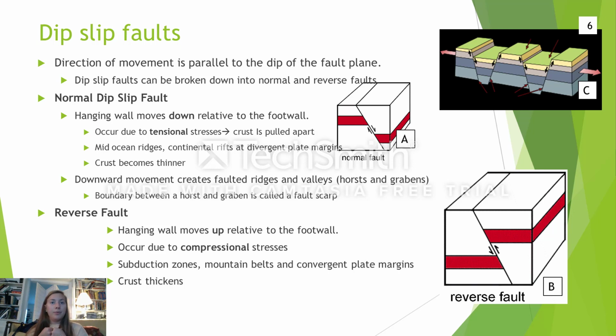You're going to see these when the rock is moving together. This is going to happen at subduction zones, mountain belts, and convergent plate margins especially. The crust is going to be getting thicker, and that's where you're going to see reverse faults.